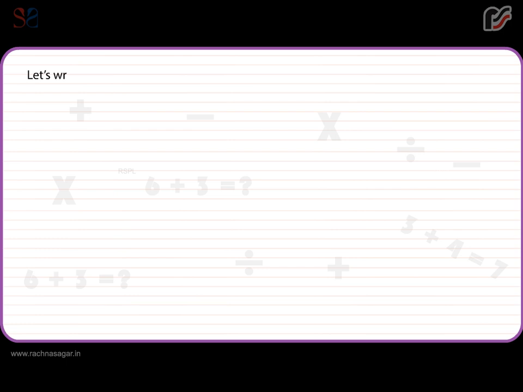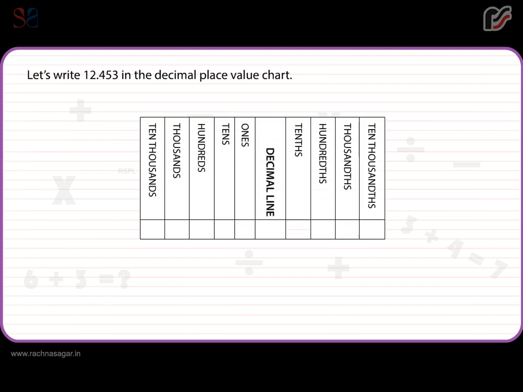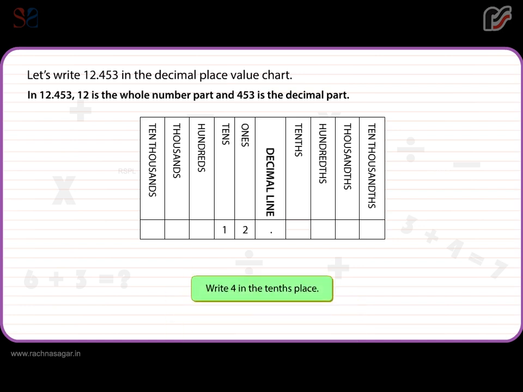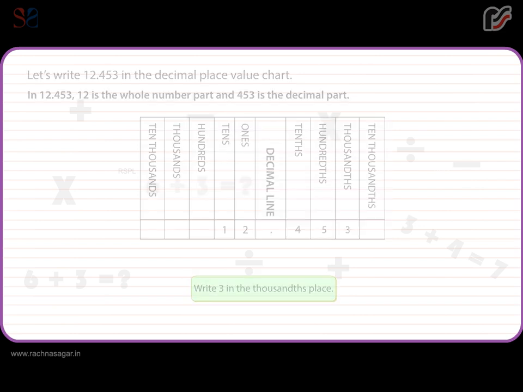Let's write 12.453 in the decimal place value chart. In 12.453, 12 is the whole number part and 453 is the decimal part. So, write 1 in the tens place, 2 in the ones place, and mark a point under the decimal point. Write 4 in the tenths place, 5 in the hundredths place, and 3 in the thousandths place.